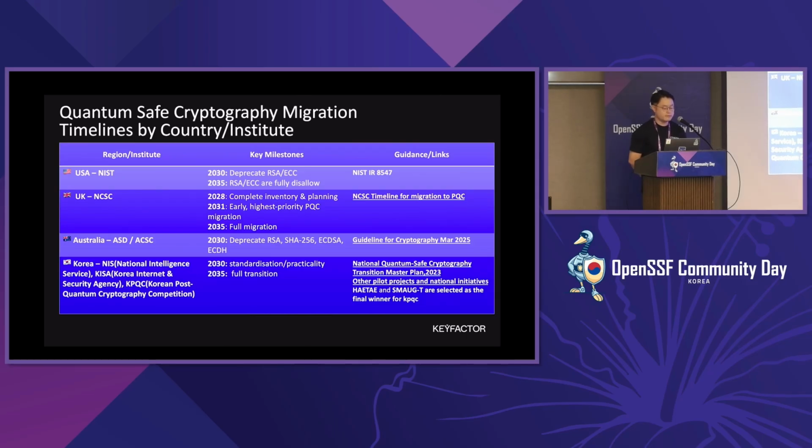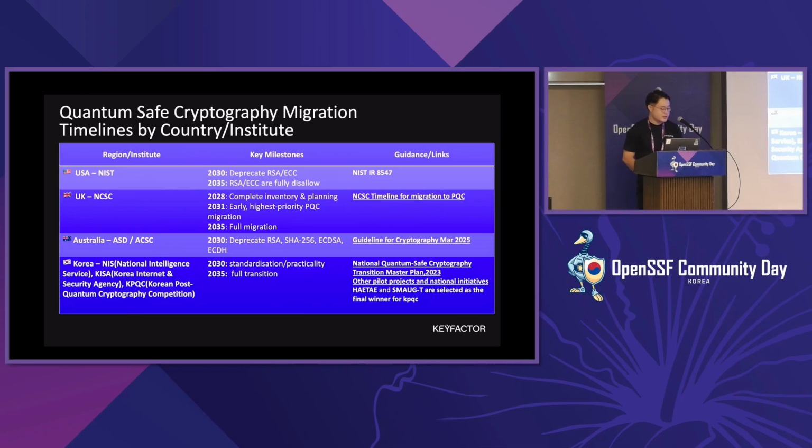I also have this slide about the migration timelines from different leading countries and institutes. The consensus is that we need to migrate fully by 2035, and legacy algorithms like RSA and ECC will likely be deprecated by 2030. So if we count from today, it's about 5 years to go.